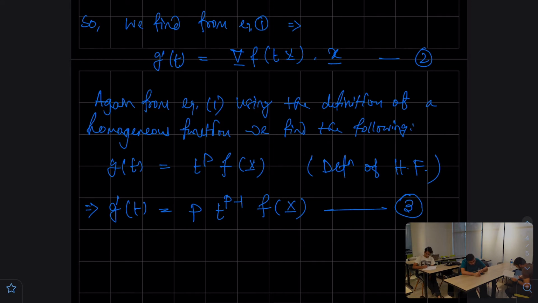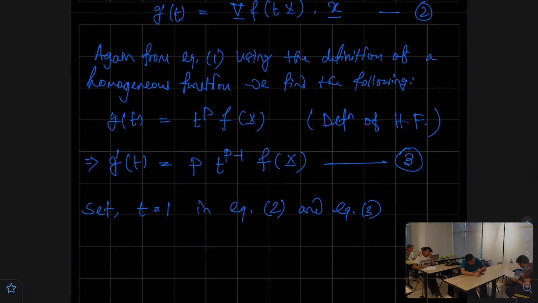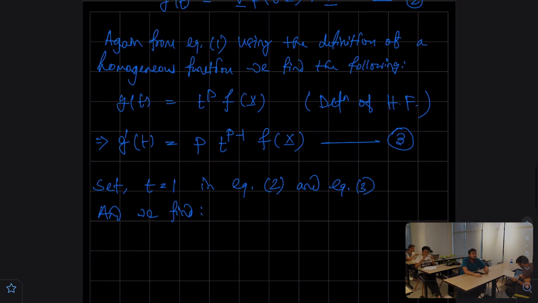Now set t equal to 1 in equation 2 and equation 3, and we find that's the proof.